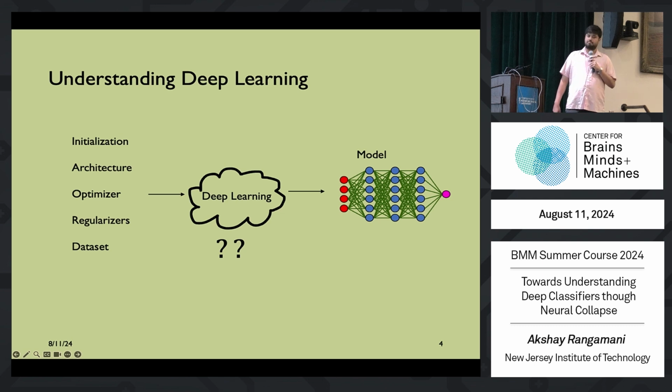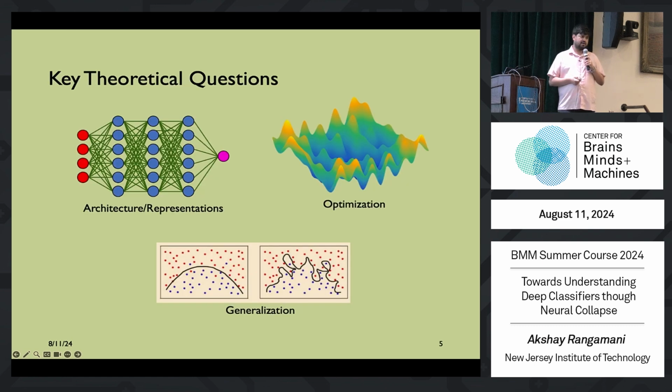And my version of understanding would be how do the choices we make over here affect the model that we get? And are there better or worse choices that we can make to affect how models perform and behave in different situations? So far, key theoretical questions in deep learning you can sort of slot under three different buckets.